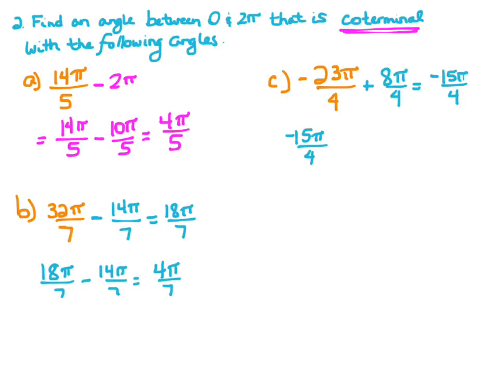So we're going to add 8 pi over 4 again. And that gives negative 7 pi over 4. Looks like we've got to do this one more time. Negative 7 pi over 4 plus 8 pi over 4 is equal to just pi over 4. And that would be our coterminal angle.